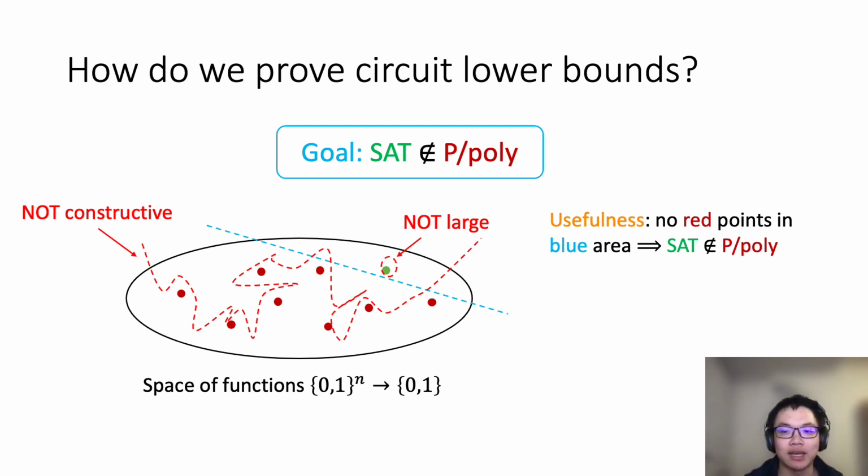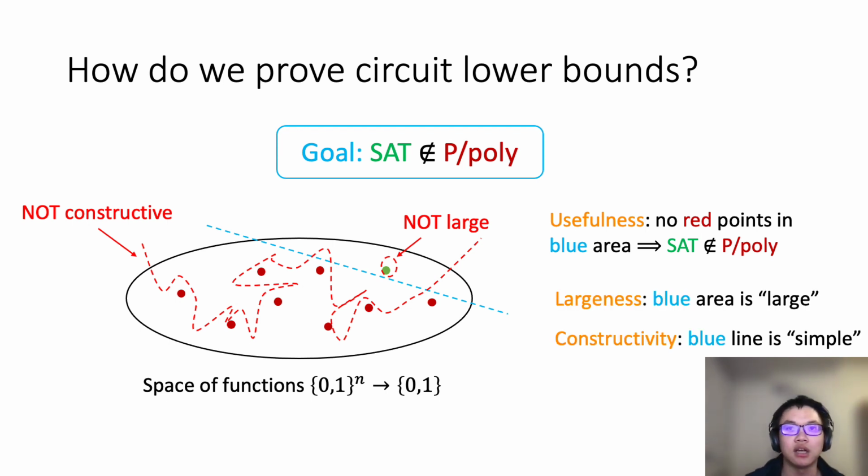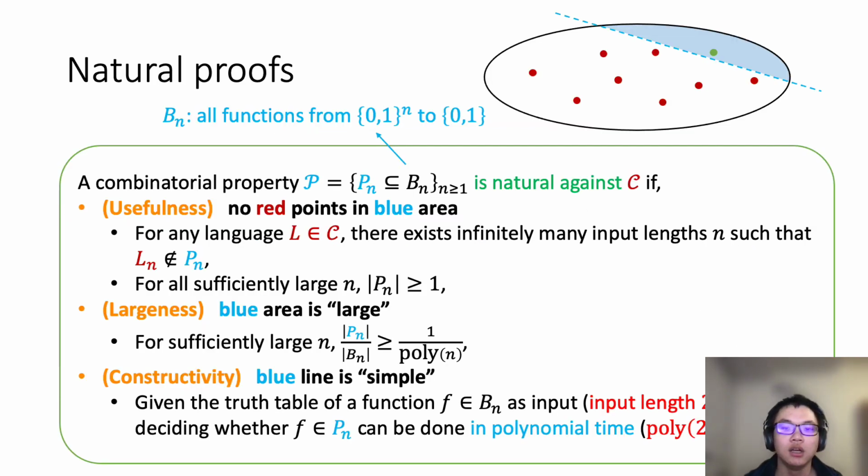A natural blue line that some human comes up with should mostly satisfy these three properties: usefulness, largeness, and constructivity. So this leads to the formal definition of natural proofs by Razborov and Rudich in 1994. Throughout this talk, we assume that C is a typical polynomial size circuit class such as P/poly, NC1, TC0, or ACC0. Here I write the blue line as a property P, which is a subset of all Boolean functions. The functions in the subset correspond to the blue area here. We say it is natural against some circuit class C if it satisfies the three properties: usefulness, largeness, and constructivity.